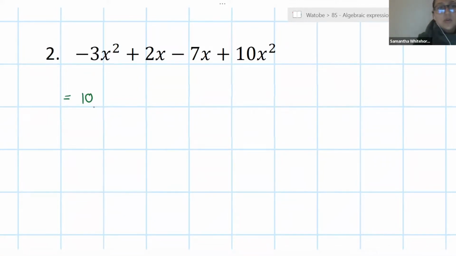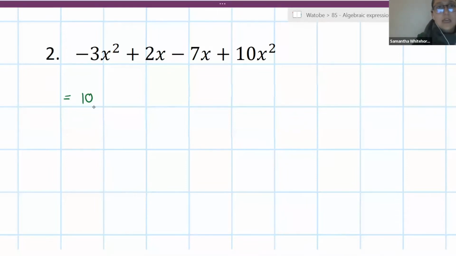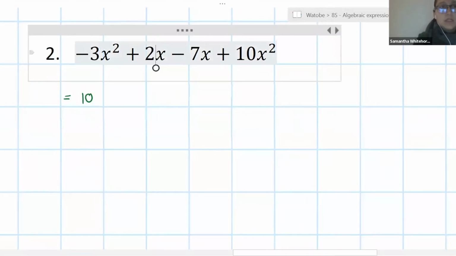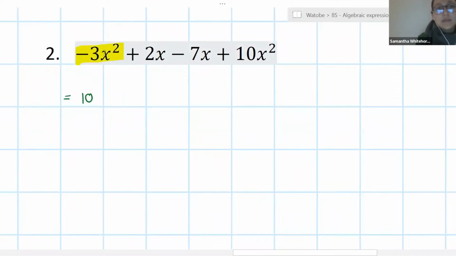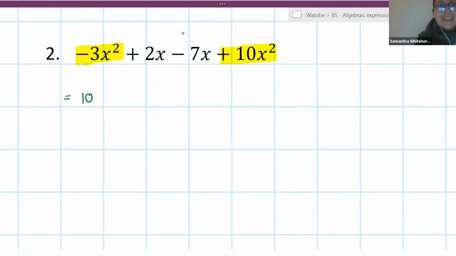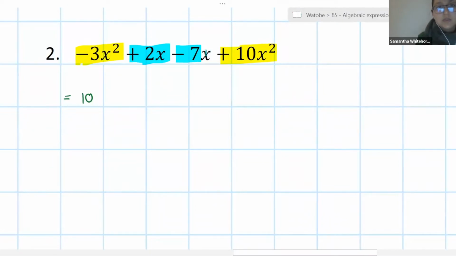Okay, so have a look at our like terms here. Our like terms here are the x squared terms and then the x terms. So those are 2 separate groups of terms.